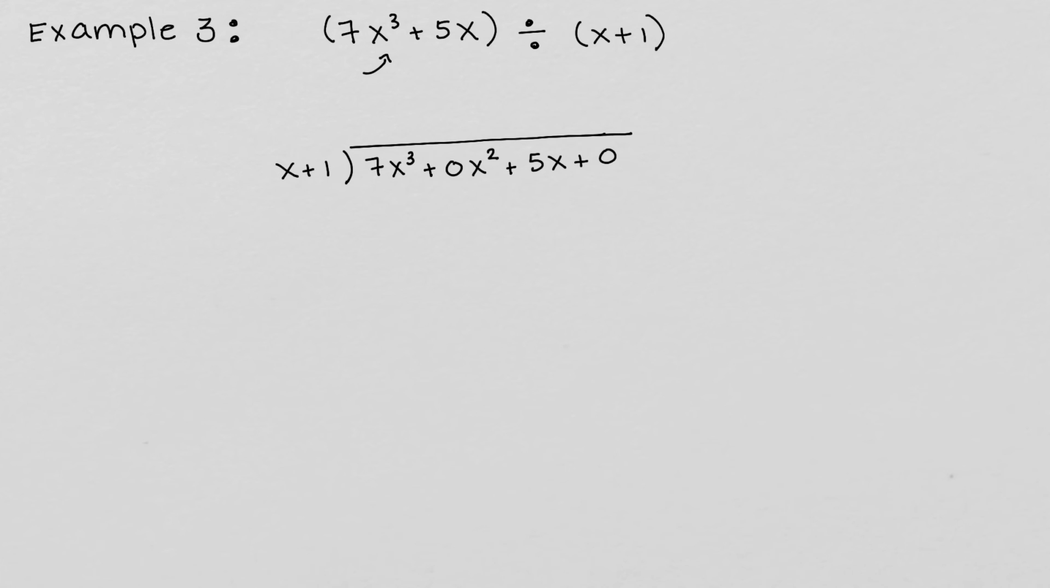So now I'm going to run the procedure just the same as we did in the other examples, and I'll start by taking 7x cubed and dividing by x, and that gives me 7x squared, which I line up with the 0x squared, which is why we need that, because we need that place value. Then I have 7x squared times x plus 1, and that gives me 7x cubed plus 7x squared.